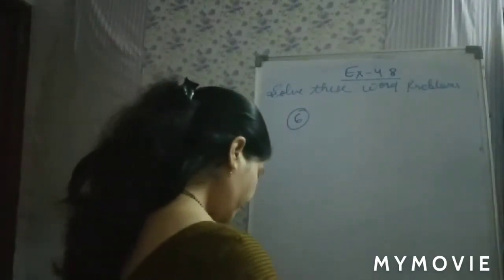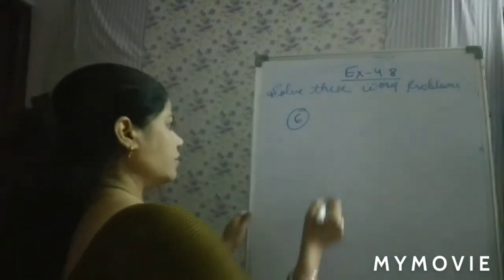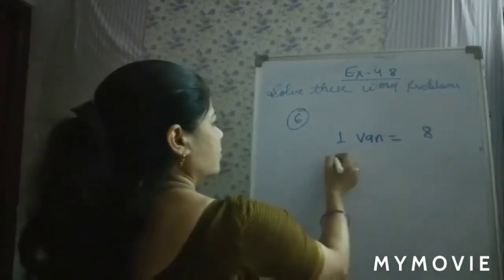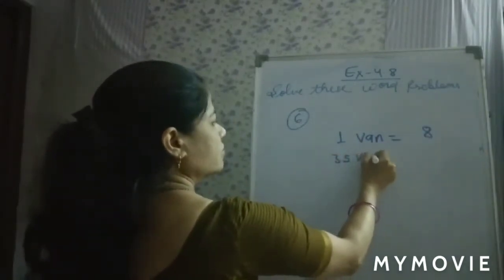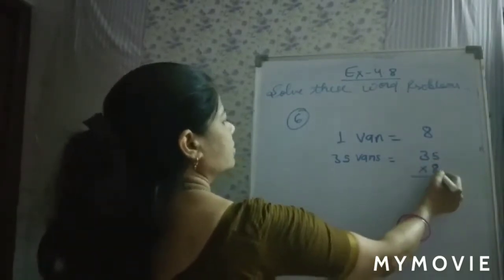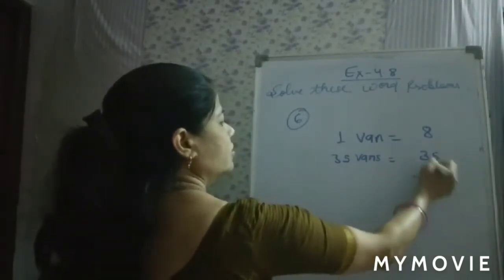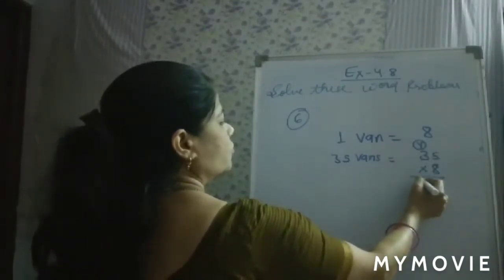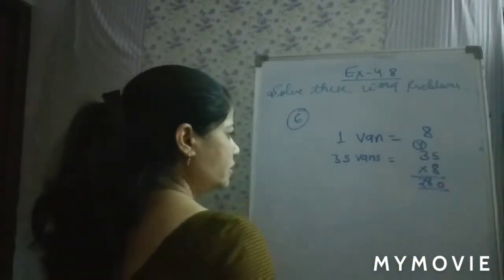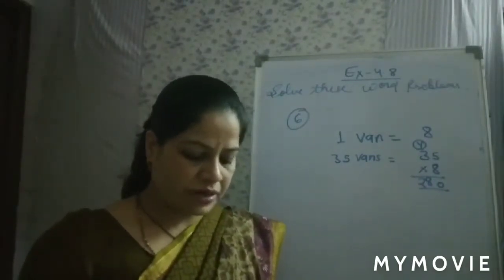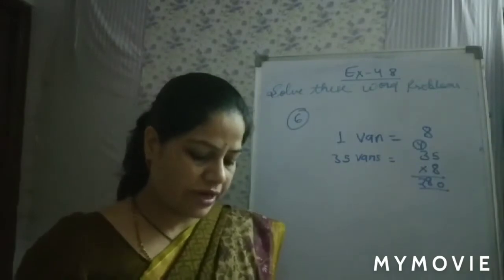So in one van, how many children are seated? 8. So in 35 vans, how many children will sit? 35 into 8. 8 5s are 40. Write 0 in the answer, carry over 4. 8 3s are 24. 24 plus 4 is 28. Means 280. So what will be the answer? 280 children went for the picnic.